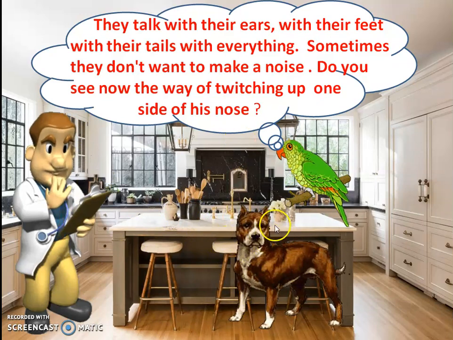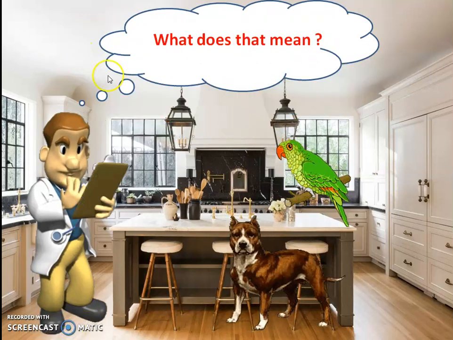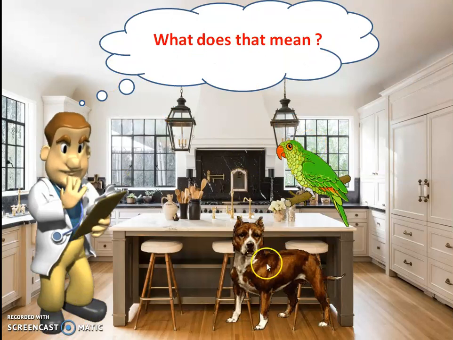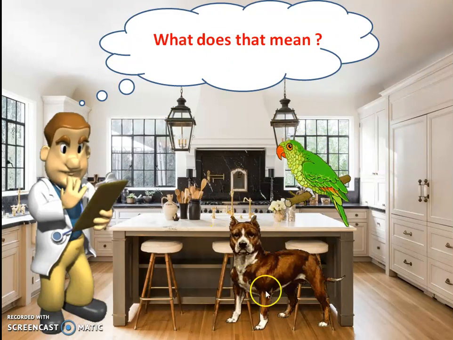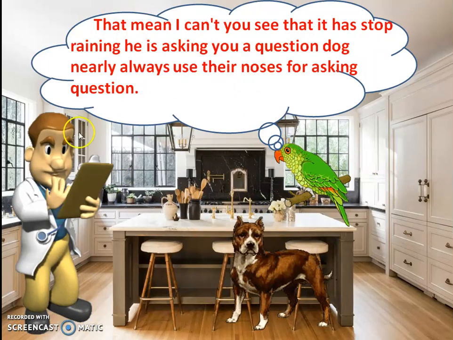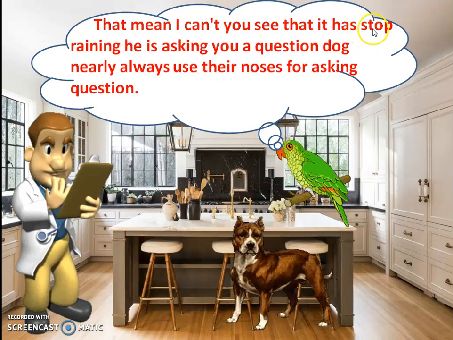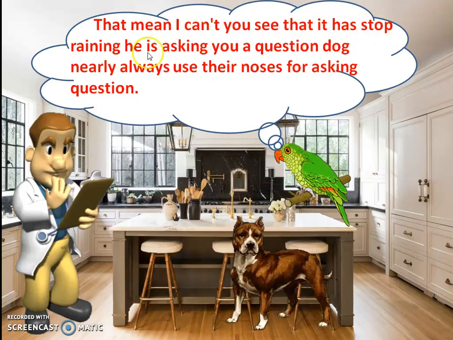Do you see that he is twitching up one side of his nose? It means he said something. Then the doctor said, what does that mean? Whenever he is speaking with body language, what does that say? Then Polynesia said, that means I can't. You see that it has stopped raining. He is asking you a question.